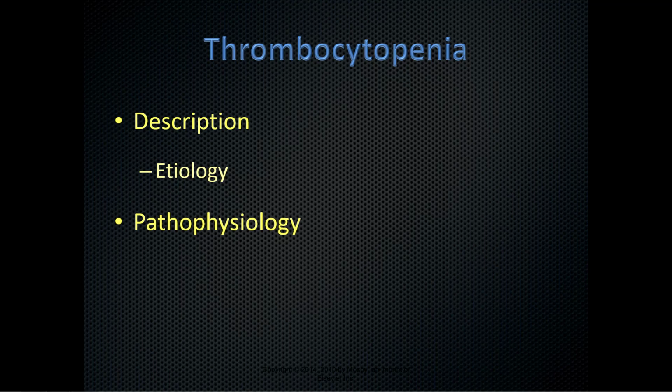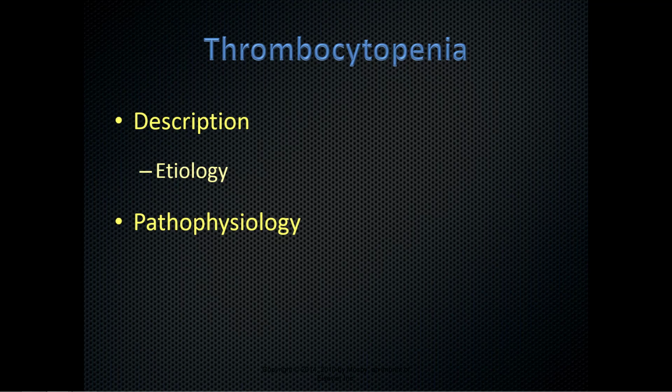Now, regardless of the precipitating condition, the development of thrombocytopenia occurs by means of one of four mechanisms. And so here are the four mechanisms: either decreased platelet production, increased platelet destruction, splenic sequestration of platelets, or platelet dilution.